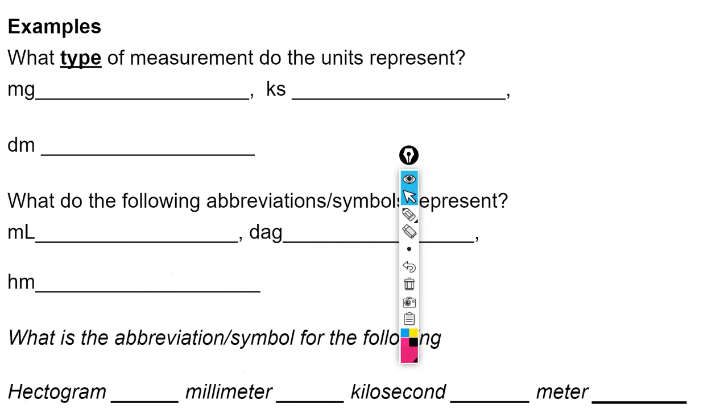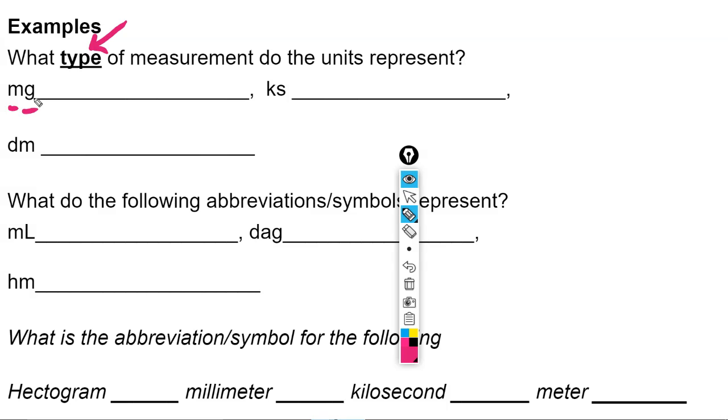Okay, you've got your table filled in, so you can refer back to it. And now you're looking at these examples on your paper. What type of measurement? This is saying, what did you measure? Did you measure mass? Did you measure length? Did you measure time? So this is some practice. You've got some problems below this.